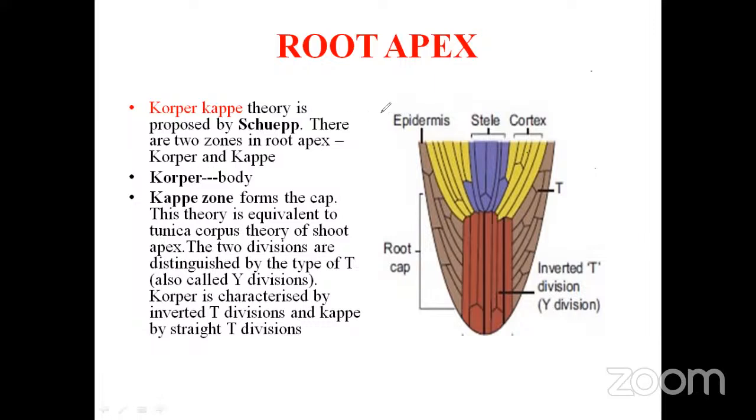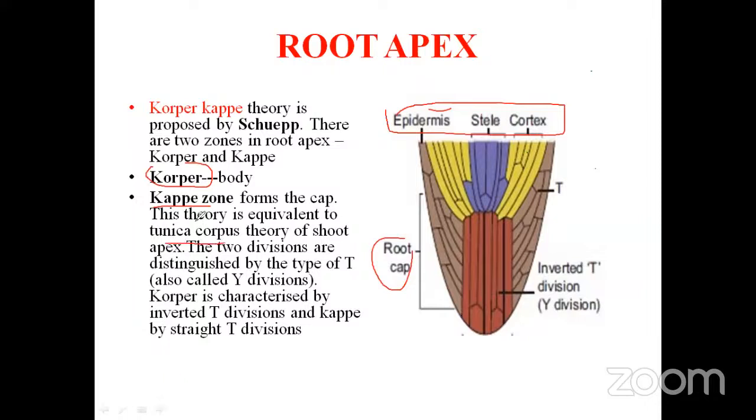Body parts: epidermis, stele, cortex. These all parts are the epidermis region, the stele region, and the cortex region on either side. Carpus, this is from the Carpus. And the Carpus zones form the air cap. This is equivalent to the tunica corpus theory in the shoot apex.